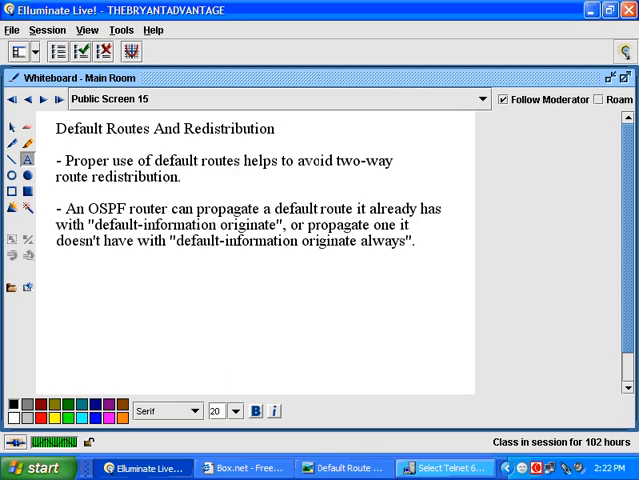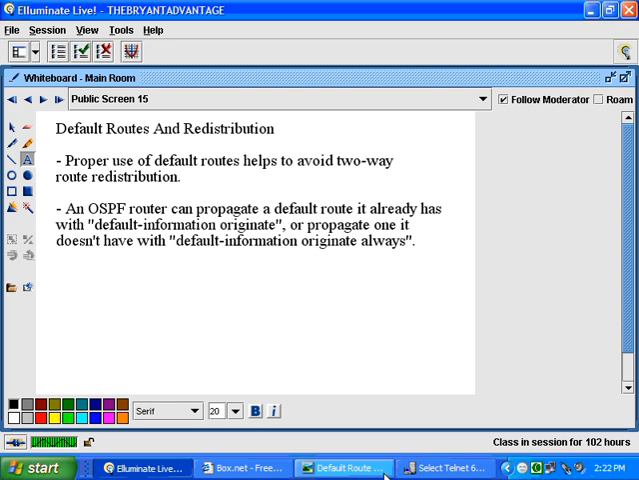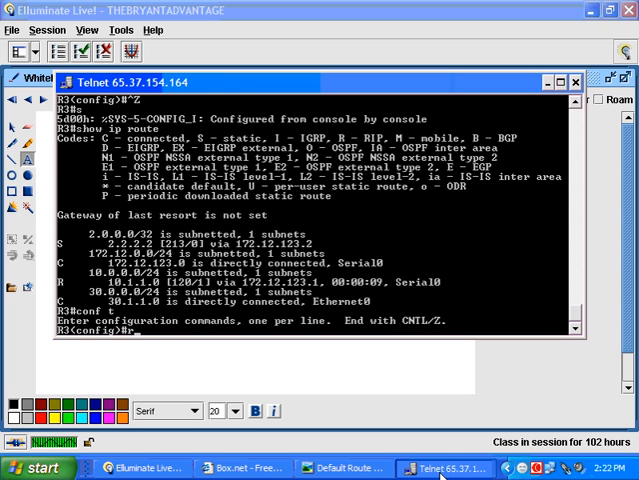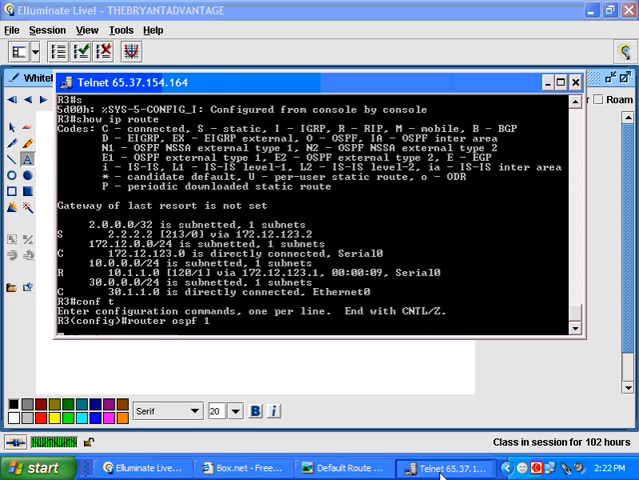Keep in mind that if R1 already had a default route, then it could propagate it through OSPF with the default-information originate command. But if it doesn't have one, then you've got to use default-information originate always. Let's take a look at that. Let's bring the rack up. We're not running OSPF on here right now, but that's one of the great things about your own practice lab. You can pretty much do whatever you want. Let's just see if we can see the options here without actually configuring OSPF.